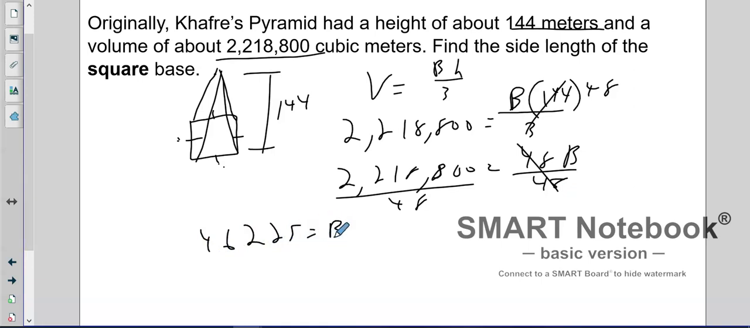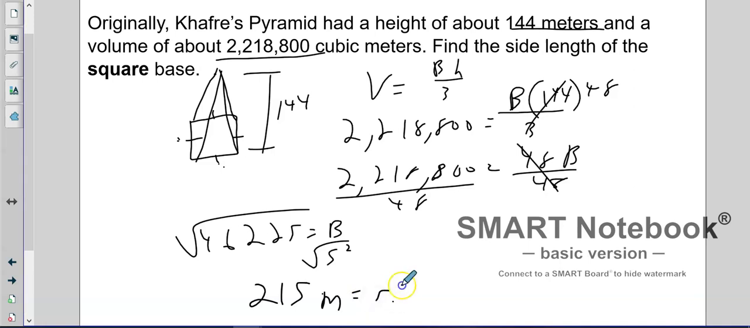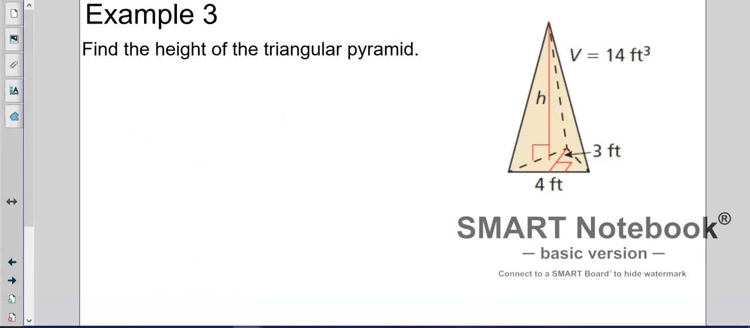But the area of the base is side squared because it is a square. So we just need to take the square root of this number. So we need the square root of 46,225. We get 215. So each side is 215 meters. So here's 215 and here's 215 all the way around. Pretty easy, just working backwards.